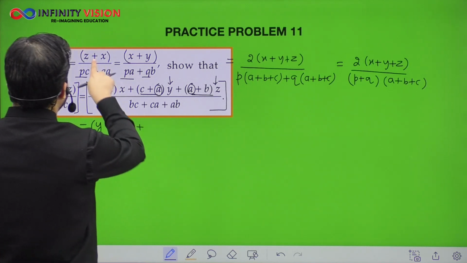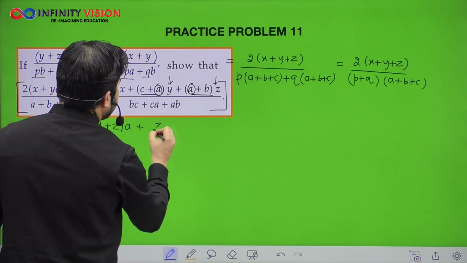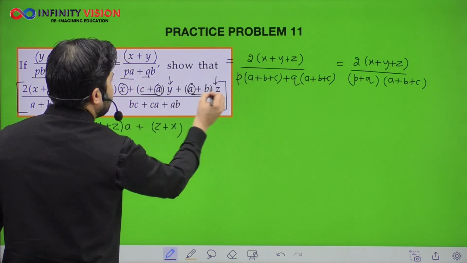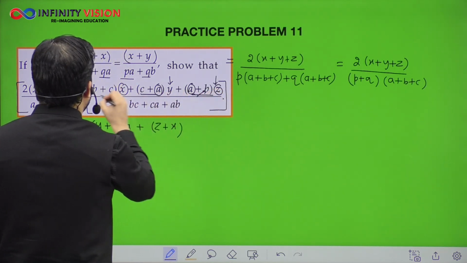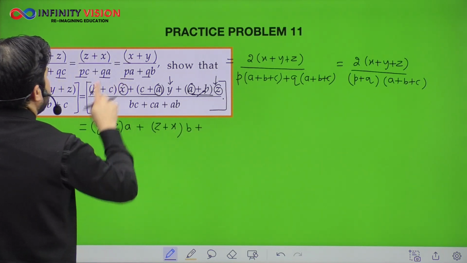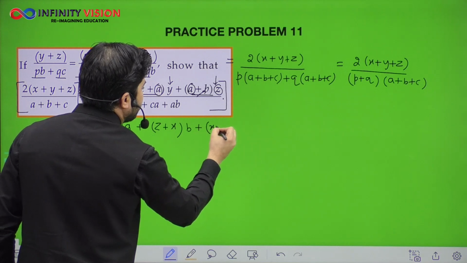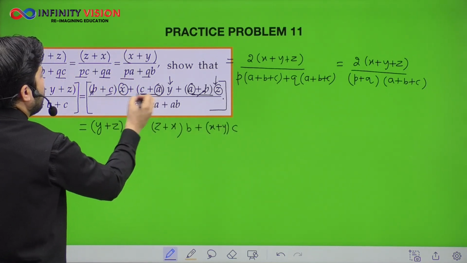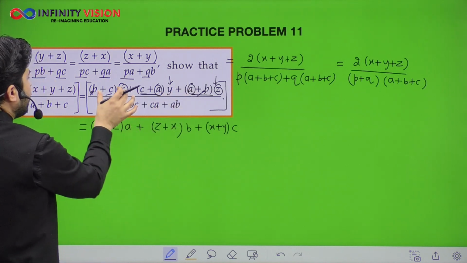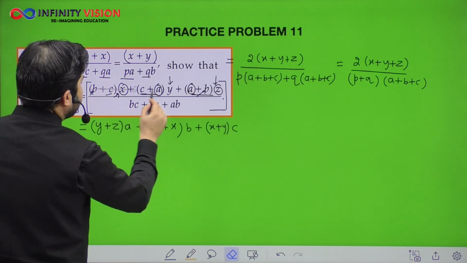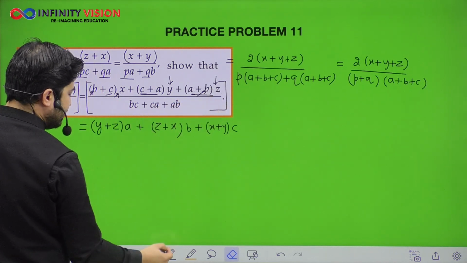What about the second guy, z plus x? So I can write z plus x. So here x and here z, and b being common. So I can say this is (z plus x) into b. And the last guy is x plus y. So I can write (x plus y) into c. You can see that c is common in x and y. So I have rewritten the numerator like this.